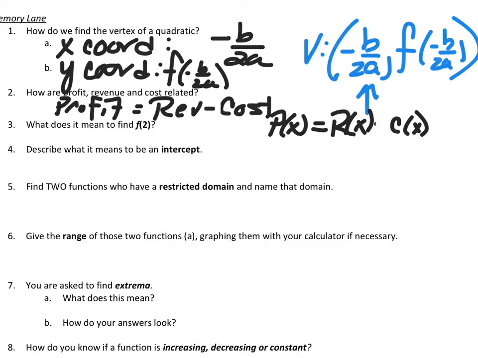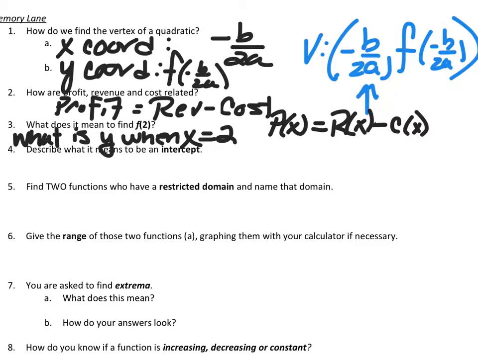What does it mean to find f of 2? Think for a second. Function notation f of 2. What is y when x is 2? So you're going to substitute it in and find the y value.